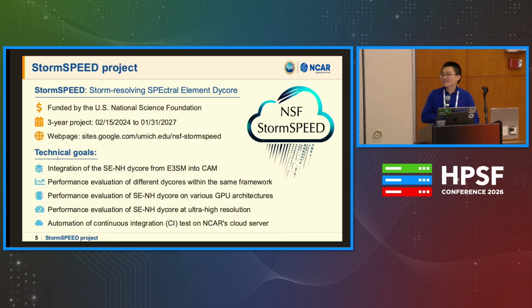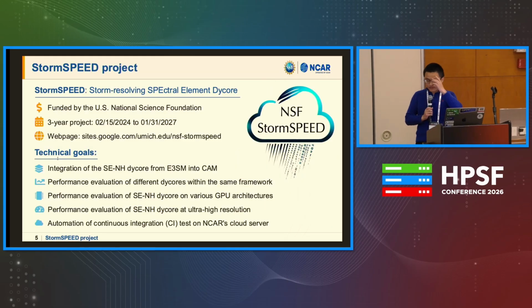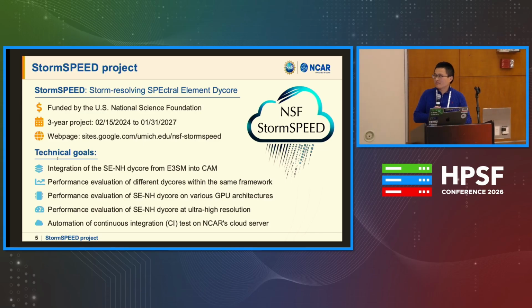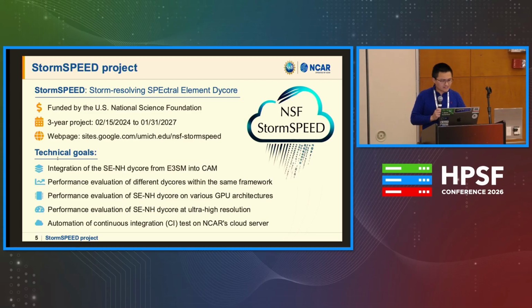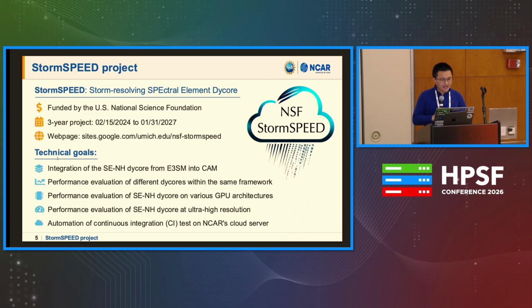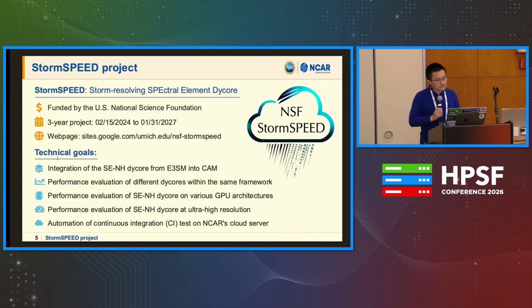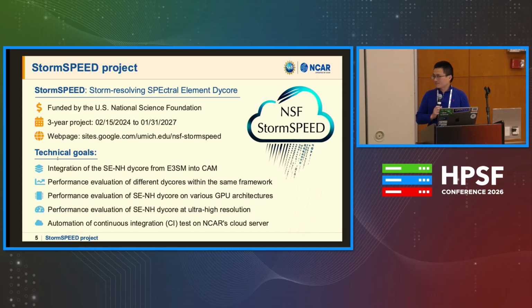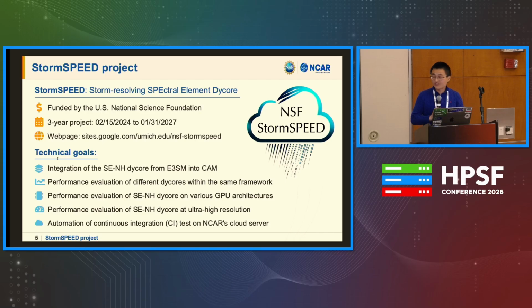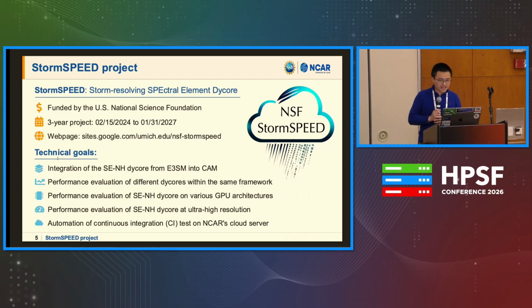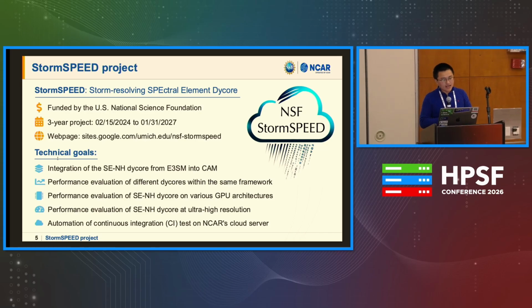So that motivates the project that I've been working on in the past 2 years. It is called the Storm Speed project. It is funded by the NSF, and it is a 3-year project. So the technical goals of this project include, first, we wanted to integrate the SENH dycore from ESM into our CAM framework. And then after this work is done, we want to do some evaluation.